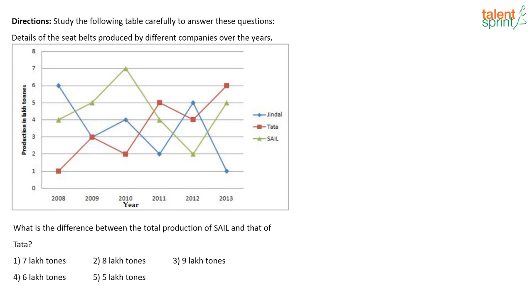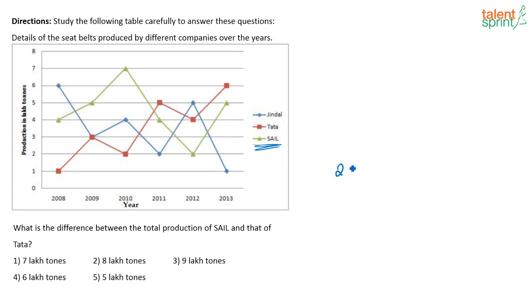So SAIL, where is SAIL? SAIL is the very easy set. This is a line graph here. If you see, 4 plus 5, what is the total production of SAIL over the given years? That's what we are looking at. So 4 plus 5 is 9, 9 plus 7 is 16, 16 plus 4 is 20, 20 plus 2 is 22, 22 plus 5 is 27.